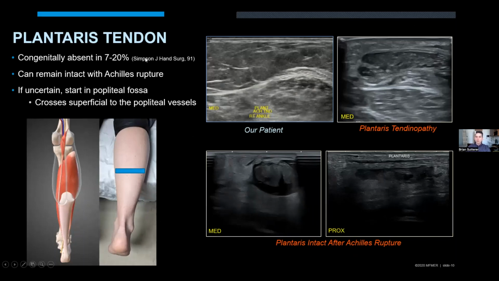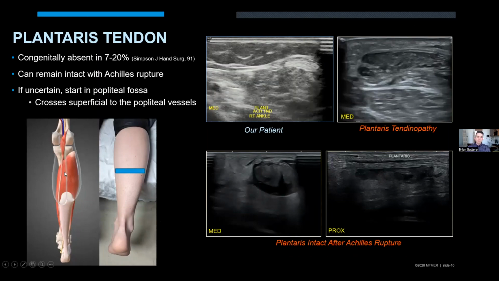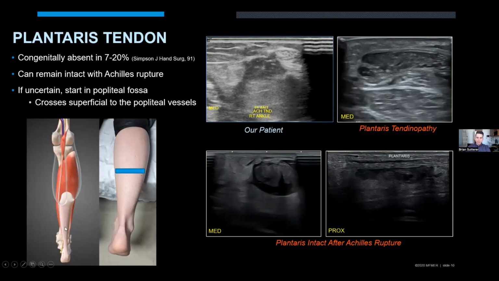So starting off with the plantaris tendon, important to realize, of course, this can be congenitally absent in a number of people. And so if you don't see it, it's possible they just don't have one. This was the plantaris tendon in our patient, looked very normal. Of course, you're going to see this coursing medial to the Achilles tendon.